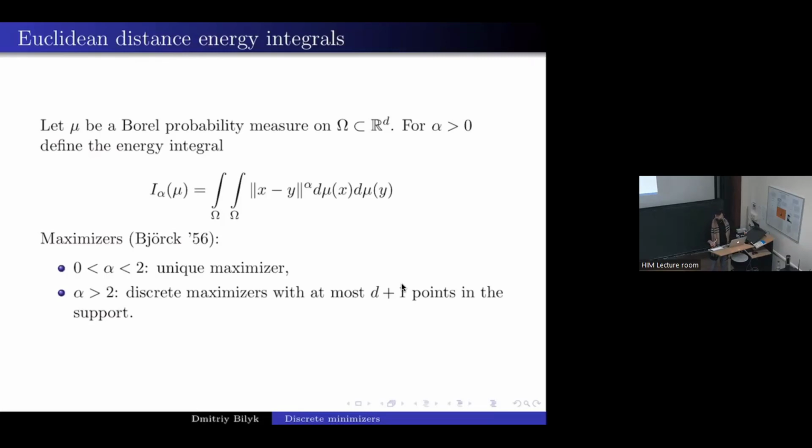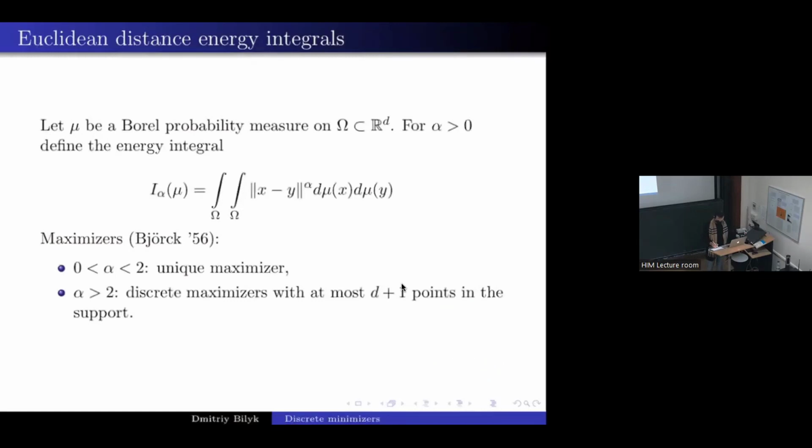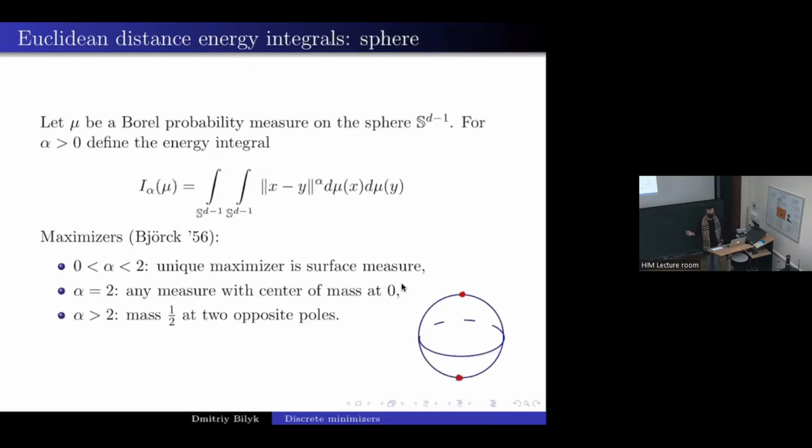And then the dichotomy becomes even cleaner. So for alpha less than 2, the uniform measure is the unique minimizer. You could either just prove it from what we know here. We know that we have a unique minimizer, but this is rotationally invariant, so it has to be the surface measure on the sphere. Because otherwise, any other measure, its rotation would also be a minimizer.